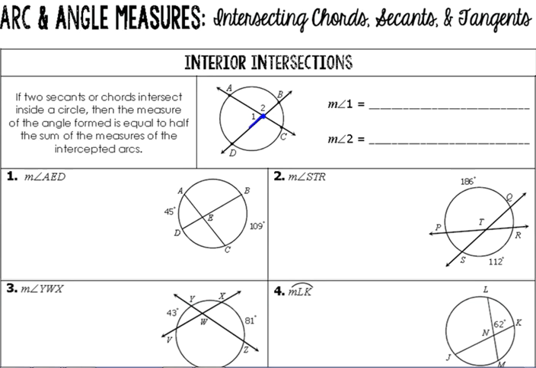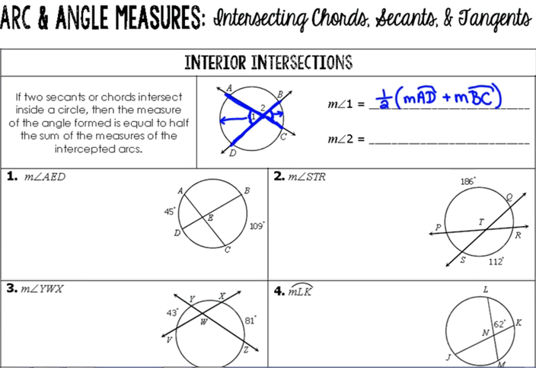So if we're talking about angle 1 right here, angle 1 intercepts arc AD, and the other side of it intercepts arc BC. So the measure of angle 1, we're going to find that by taking half of the measure of arc AD plus the measure of arc BC. Angle 1 right here goes to arc AD, and then it's a vertical angle, so it also goes to BC. So that's how we come up with angle 1.